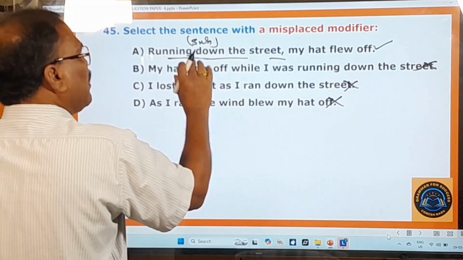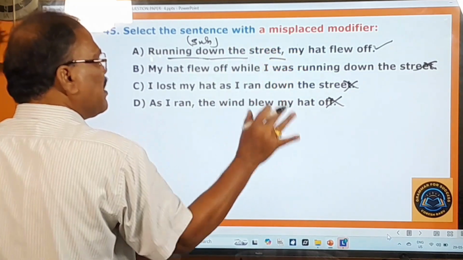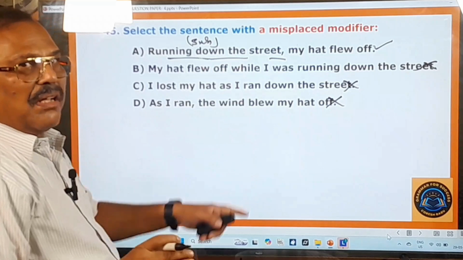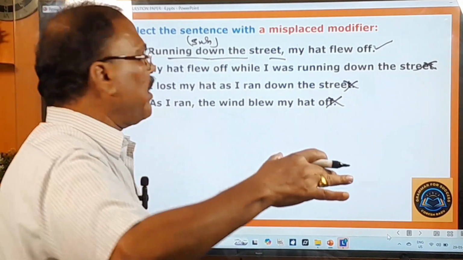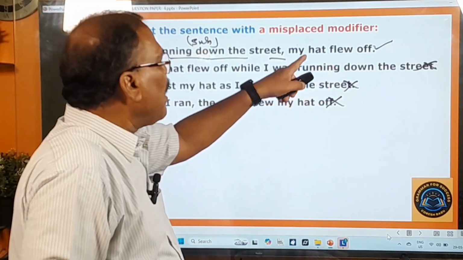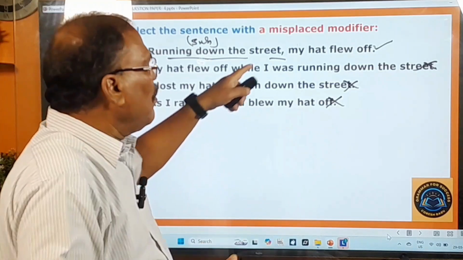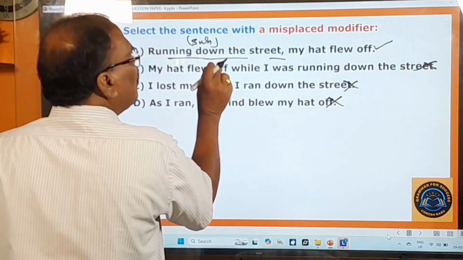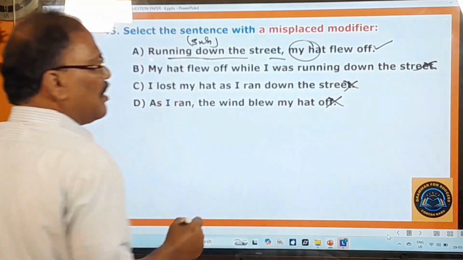And if you take the sentence as it is, it conveys that the hat is running down the street. చూడండి, రన్నింగ్ డౌన్ ద స్ట్రీట్ అంటే స్ట్రీట్ యొక్క డౌన్ లోకి పరిగెడుతూ, మై హ్యాట్ ఫ్లూ ఆఫ్ అంటే ఈ హ్యాటే వీధి డౌన్ లోకి పరిగెడుతూ అలా పోయింది అని అర్థం వస్తుంది. అంటే ఇక్కడ యు ఆర్ నాట్ రన్నింగ్ డౌన్ ద స్ట్రీట్, బట్ యువర్ హ్యాట్ ఈజ్ రన్నింగ్ డౌన్ ద స్ట్రీట్.